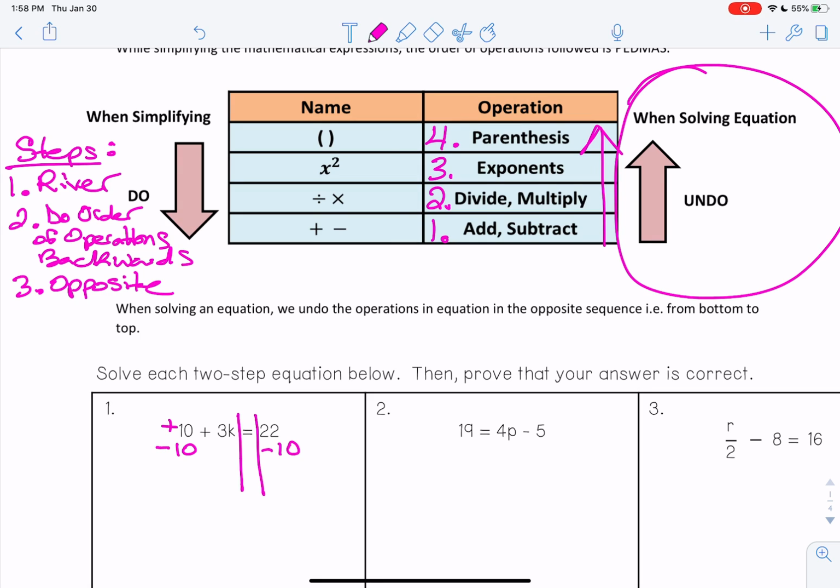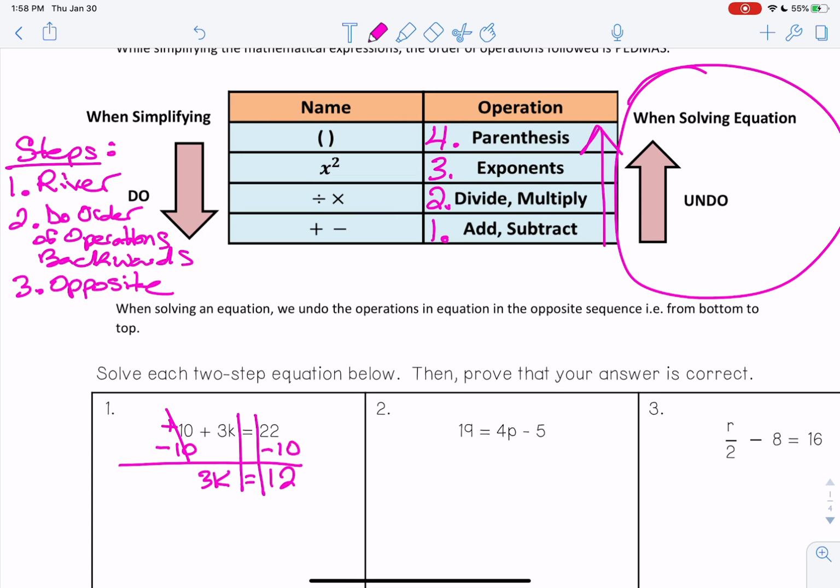And remember, that river tells us we have to keep our equation in balance. So whatever we do to one side, we have to do the other. We do the opposite because then it cancels out. 10 minus 10 is 0. And we're left with 3k equals 22 minus 10, which is 12.